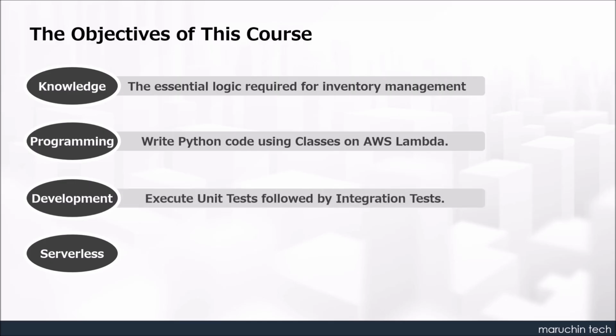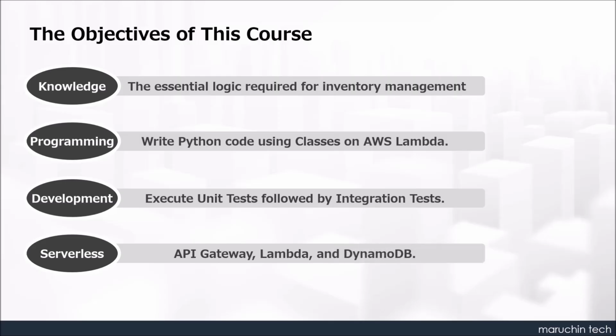In actual system development, we execute unit tests after developing each function, followed by integration tests to combine all features. In this course, you will experience this real-world development approach through hands-on practice. Finally, you will be able to build APIs using key serverless services: API Gateway, Lambda, and DynamoDB. The goal is not just to use AWS, but to understand the business operations and build a high-quality system.